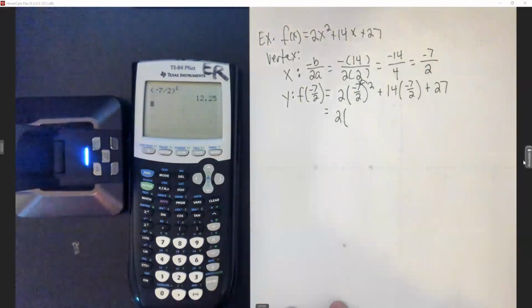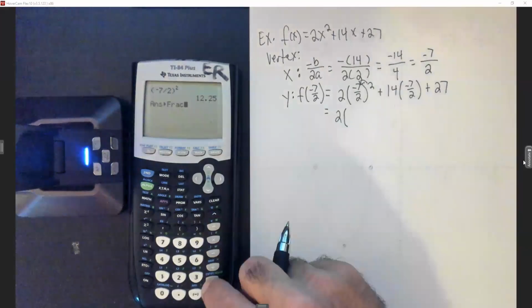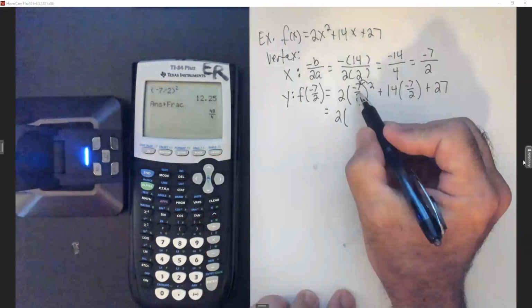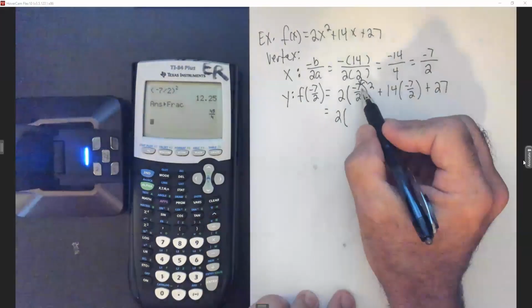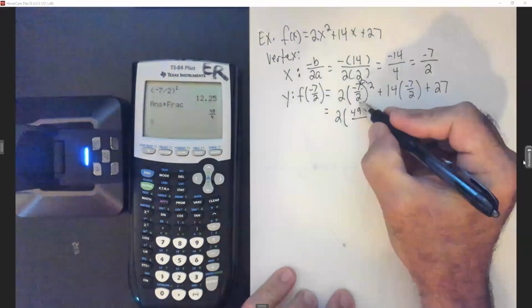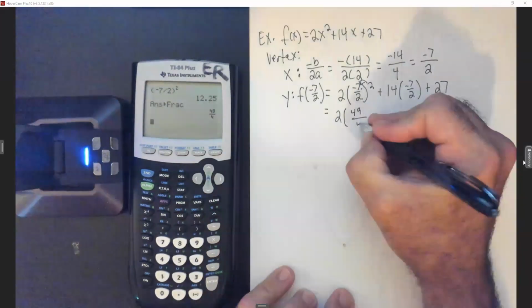Remember, I don't want a decimal, so I hit math and enter twice, and it gives me 49 over 4. So all they did, they squared the top. -7 times -7 is 49. On the bottom, you square that also. 2 times 2 is 4.